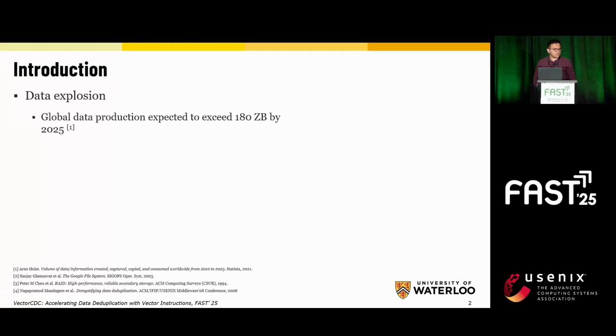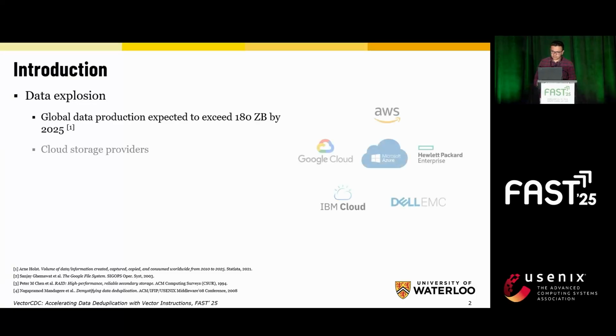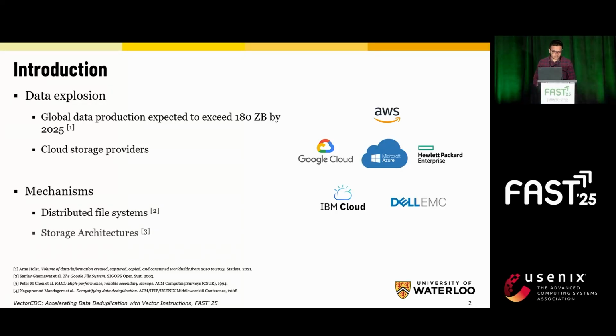Okay, so the amount of data generated and stored on the cloud is growing at an explosive rate. Cloud storage providers such as AWS, Google, and HP are relying on numerous mechanisms to support this data influx. Some of these mechanisms are distributed file systems, novel storage architectures, and data deduplication. So what is deduplication?